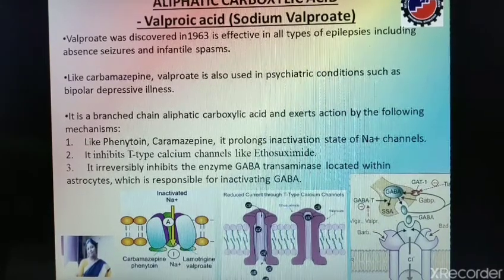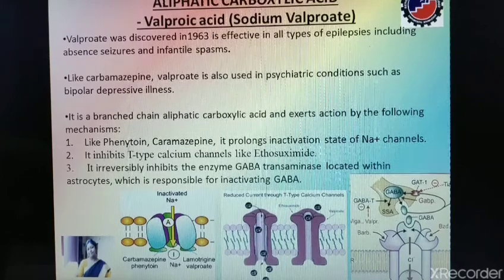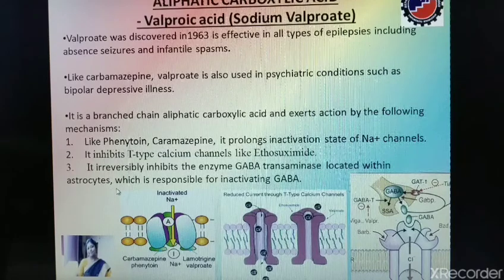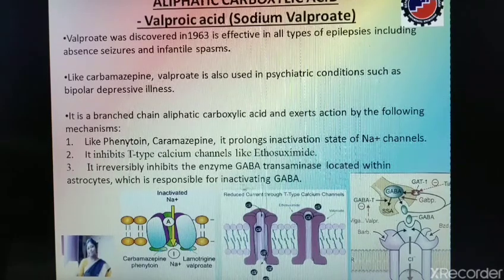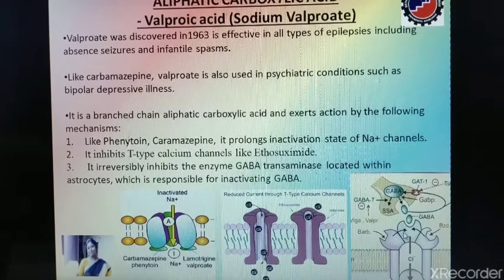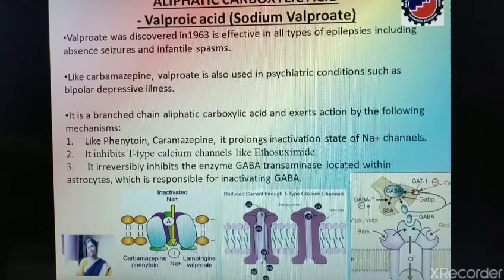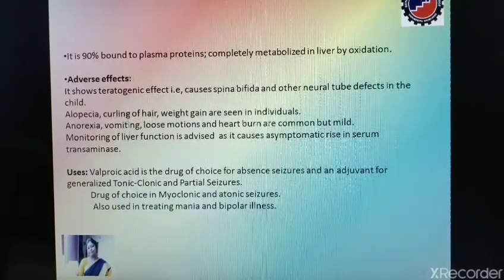The last mechanism is that it irreversibly inhibits the enzyme GABA transaminase located within astrocytes, which are neuroglial cells of the central nervous system, and is responsible for inactivating GABA. So the amount of GABA increases, and thus the influx of chloride ion increases. So I hope these mechanisms are clear to you. Let us move on to the pharmacokinetics.